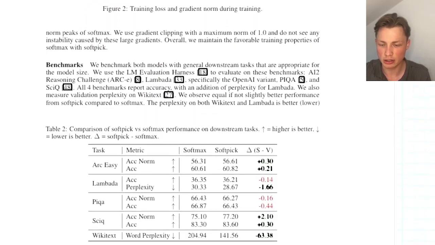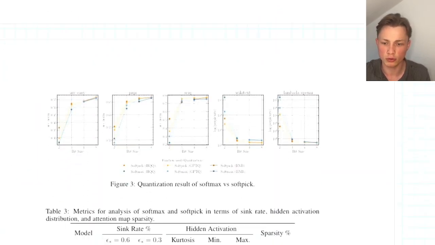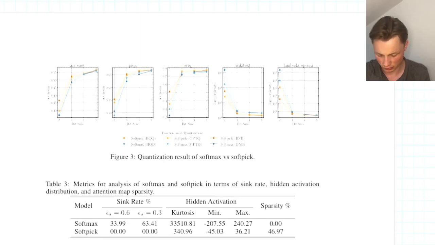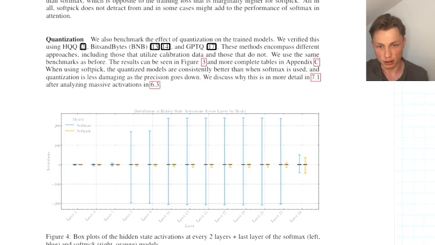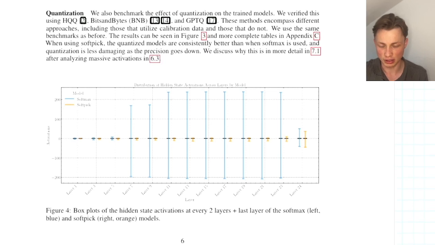And I actually just want to focus on two figures. One is figure number 3, and here we can see the quantization results of Softmax versus Softpick. The quantization results show that Softpick always outperforms Softmax, and the reason for it, we already talked about, is that Softpick eliminates massive activation values. So we can see it in this figure here.